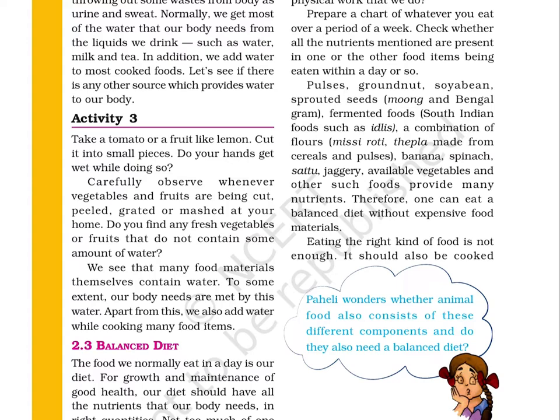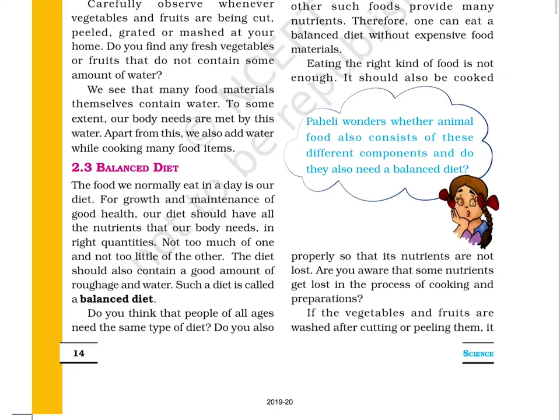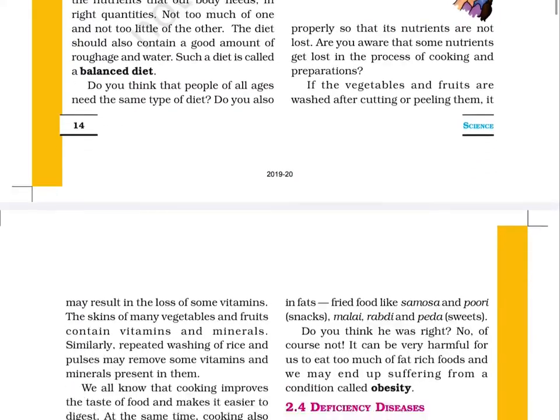Here is a picture of Paheli. She wonders whether animal food also consists of these different components, and do they also need a balanced diet? Are you aware that some nutrients get lost in the process of cooking and preparations? If the vegetables and fruits are washed after cutting or peeling them, it may result in the loss of some vitamins.